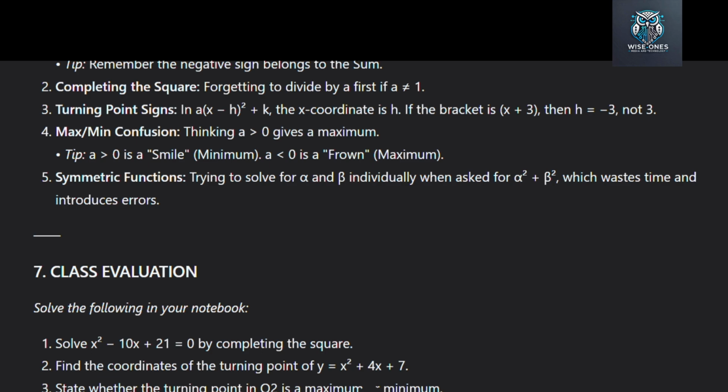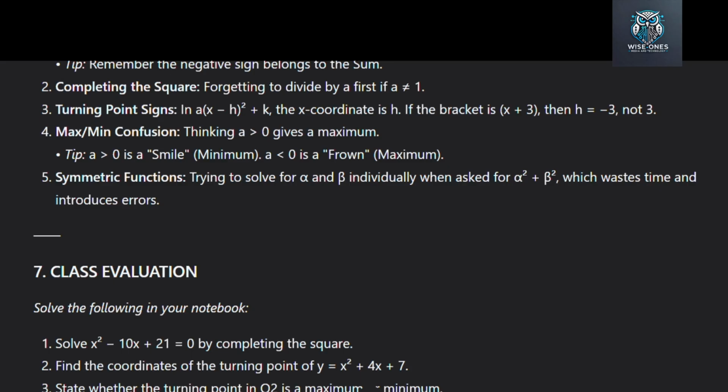Mistake number 4, max or min confusion. Some students think a greater than 0 gives a maximum. Correction, a greater than 0 is a smile, so it is a minimum. A less than 0 is a frown, so it is a maximum.